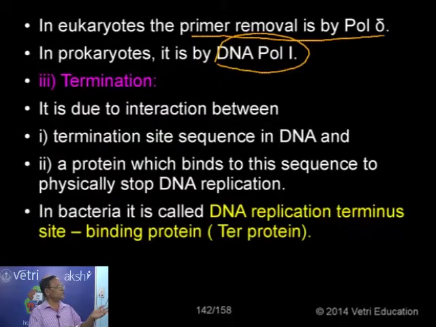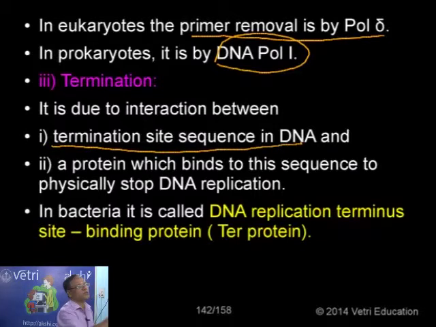The first step we have is the initiation process. The second step we have so far is the extension process, and then termination. Now, the process of termination of replication is brought about by two factors. Factor number one is a termination sequence site in the DNA. This is what is called the termination site sequence.